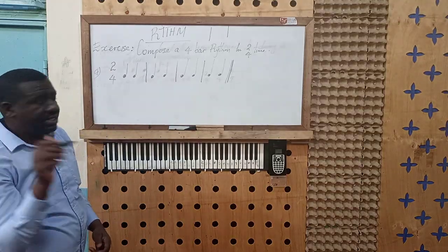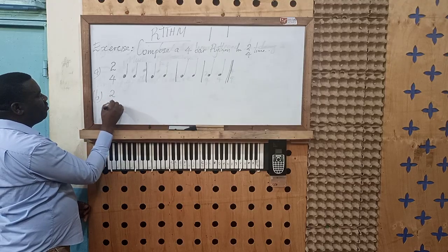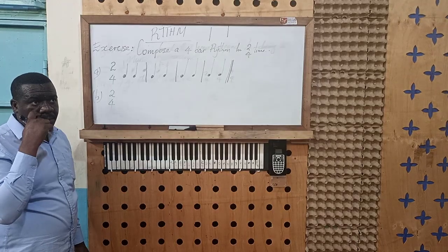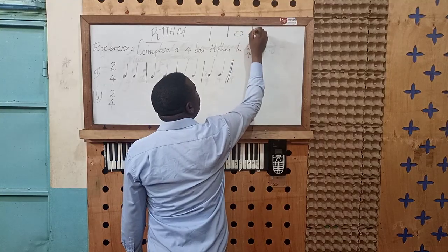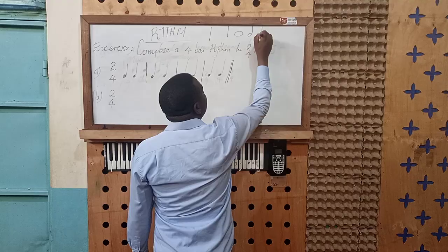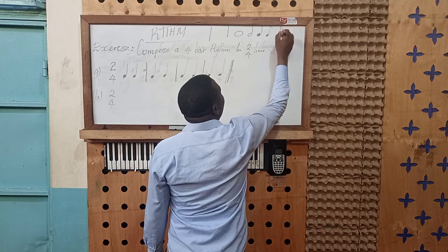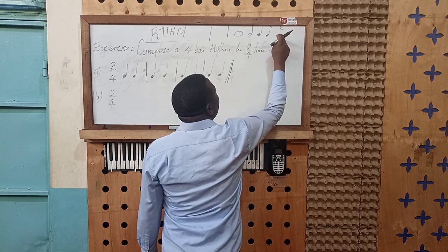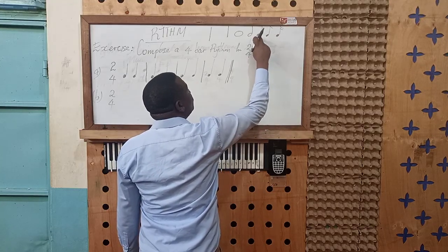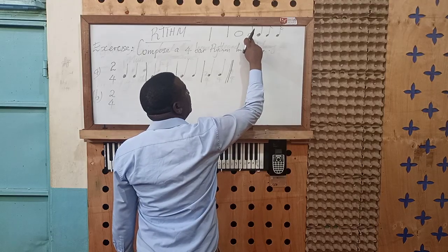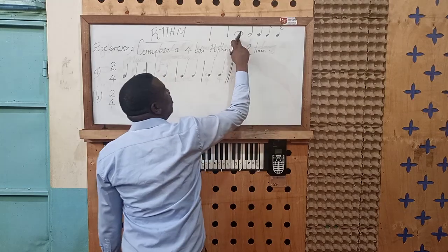Now, I just want to repeat the same. In B, I'm going to have 2, 4. But this time, remember we said these notes, the semibreve, the minim, the crotchet, the quaver, and semiquaver have a relationship. When you add 2 of these, you get this. When you add 2 of these, you get this. When you add 2 crotchets, you get a half note. When you add 2 half notes, you get a whole note.